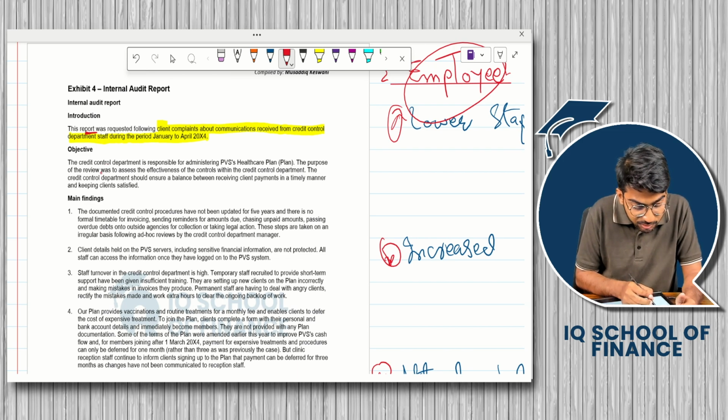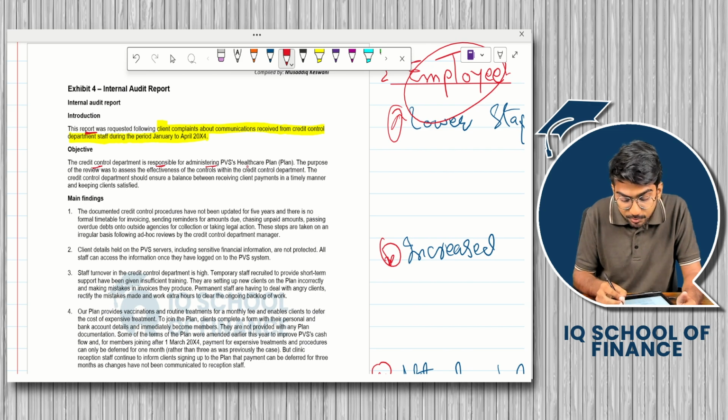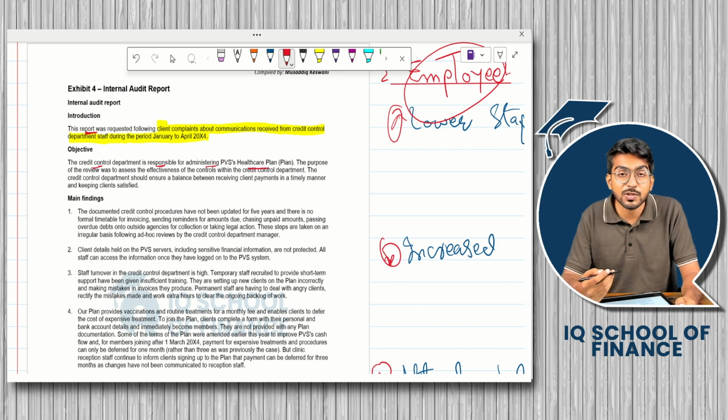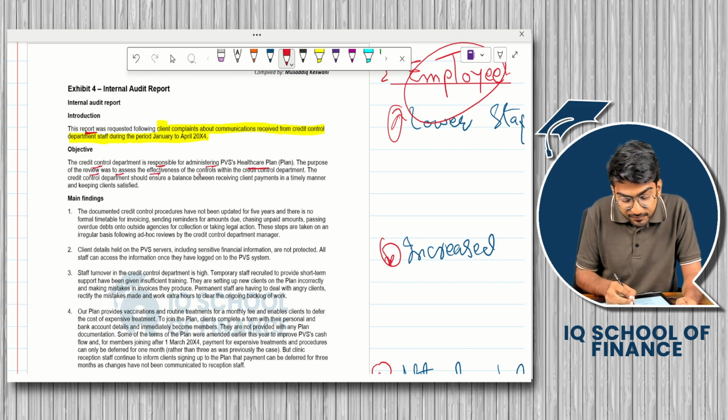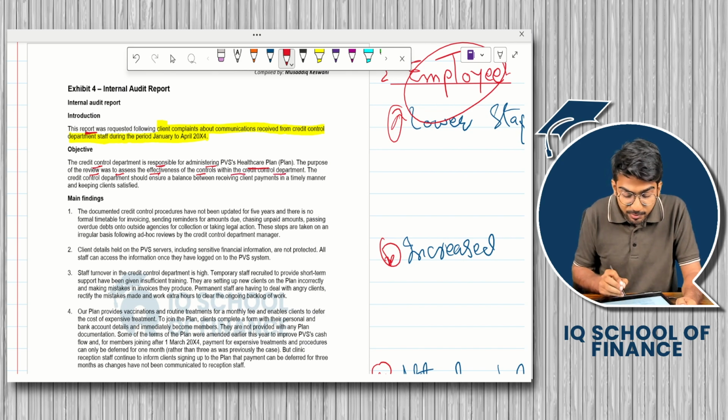Objective. What was the objective of the report? The credit control department is responsible for administrating PVS healthcare plans, basically the healthcare plans which we offer to our customers. The credit control department is basically responsible for administrating them. The purpose of the review was to assess the effectiveness of the controls within the credit control department.